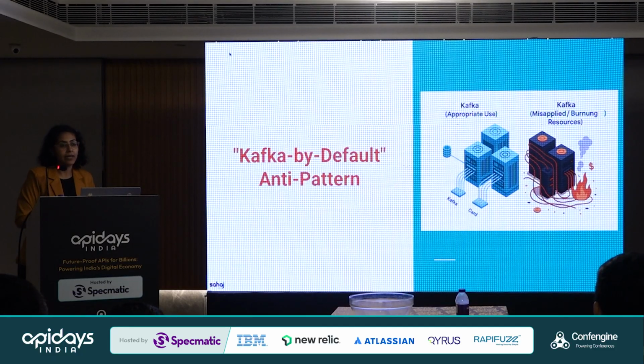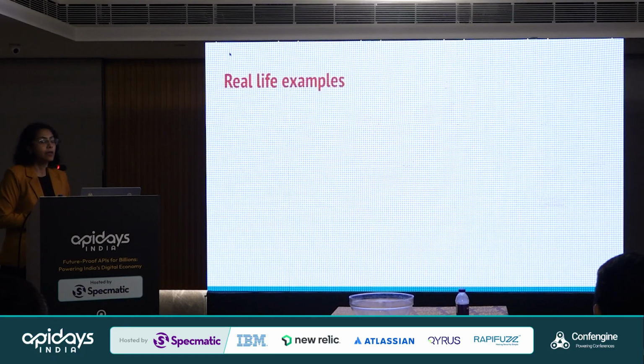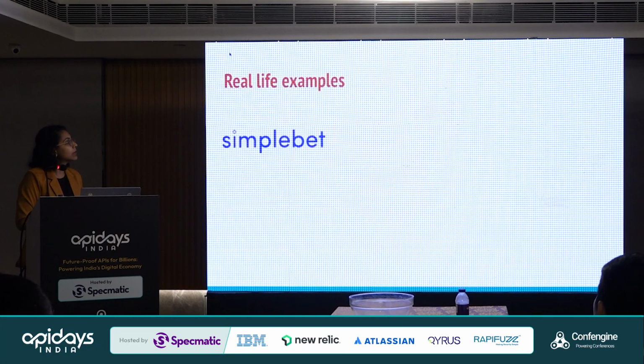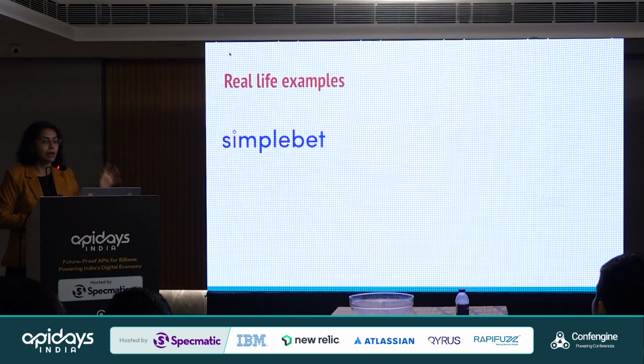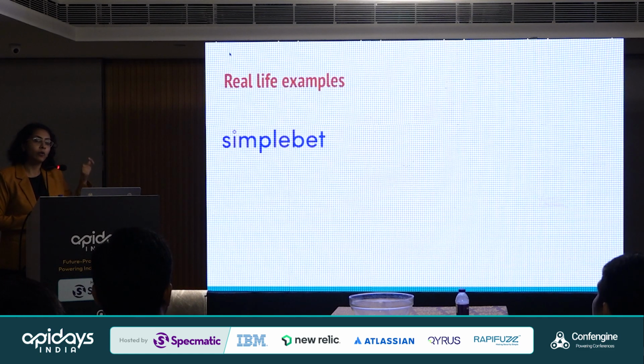So this is the Kafka by default anti-pattern. I would like to share a few real-life examples where companies chose some other tool apart from Kafka. Simple Bet, which is a platform for micro-betting, went ahead and used RabbitMQ over Kafka because they wanted low latency with low cost.